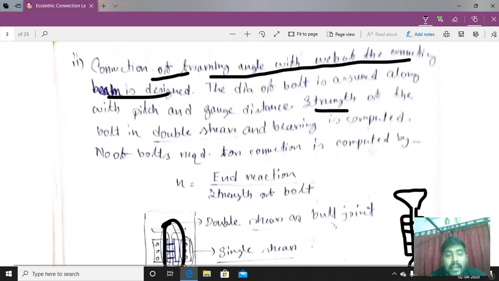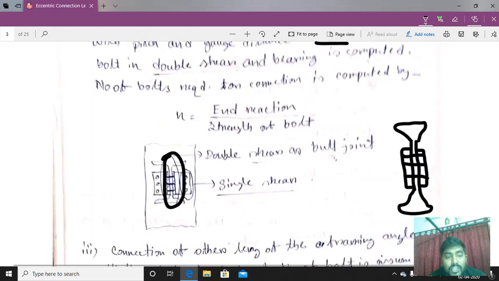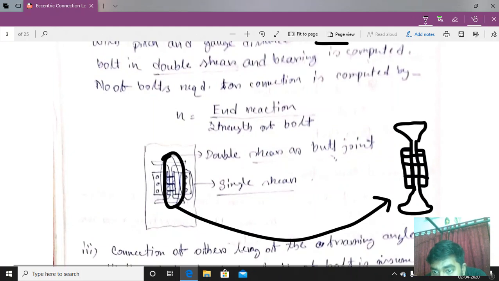Why will it be in double shear? If we draw this picture here, you can see this is one leg of a framing angle, this is another leg of a framing angle, and this is the web of the beam to be connected. So one plate, another plate, so three plates are connected together. It is acting as a lap joint. For a lap joint, it always stays in double shear.